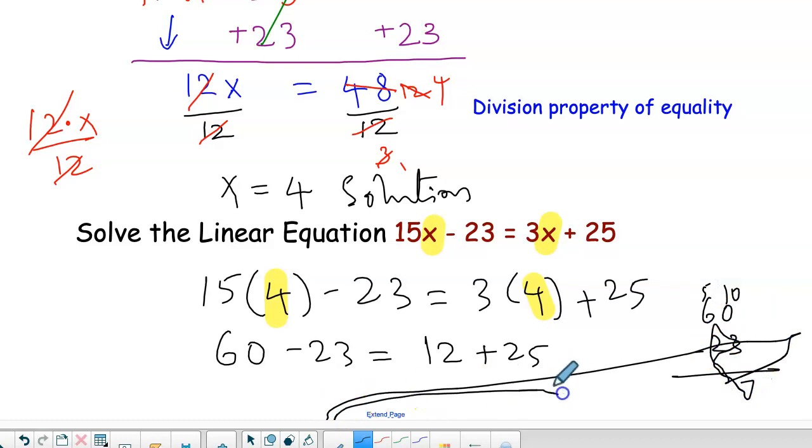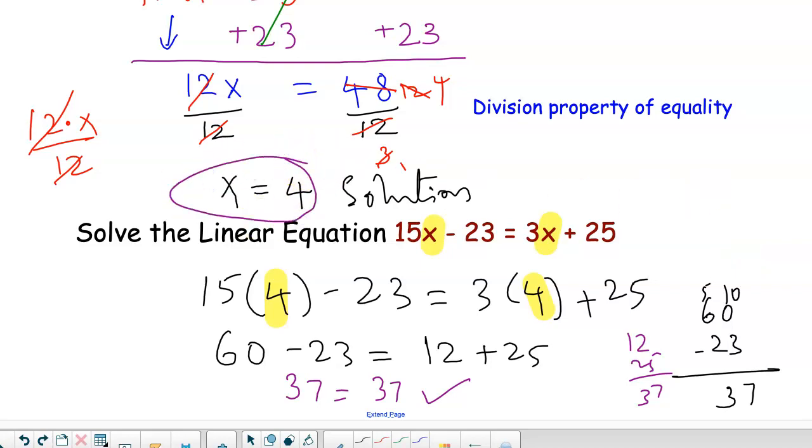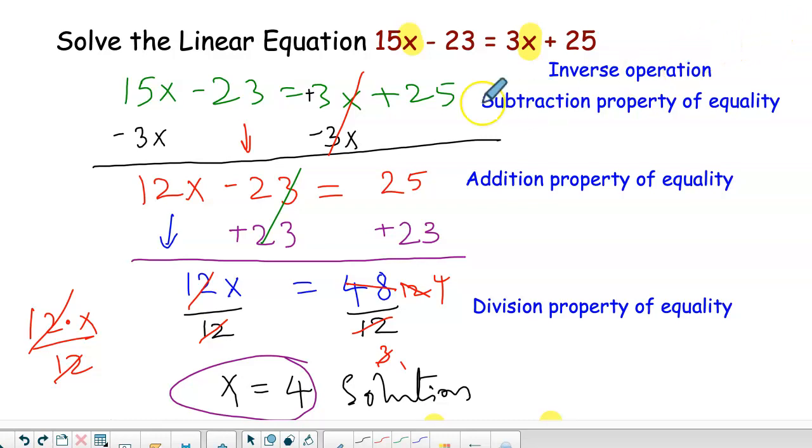Now what happens? 15 times 4, that is 60, minus 23 is equal to 3 times 4, that is 12, plus 25. So what is 60 minus 23? Carry 1, 10 minus 3 is 7, and 5 minus 2 gives you 3. So 37. Alright, 37. And on the right hand side, 12 plus 25 is 37. 37 is equal to 37. That is a true statement. So x is equal to 4 is the right exact value of x. That is the solution. Got it?